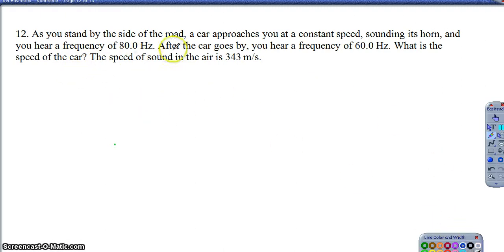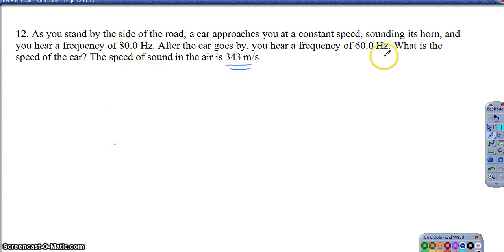All right, so stand by the side of the road, a car approaches you at a constant speed, sounding its horn. You hear a frequency of 80 hertz. As the car goes by, it drops down to 60 hertz. What is the speed of the car? Assume that the speed of sound in air is 343 meters per second. Right, so I've got some information to work with.